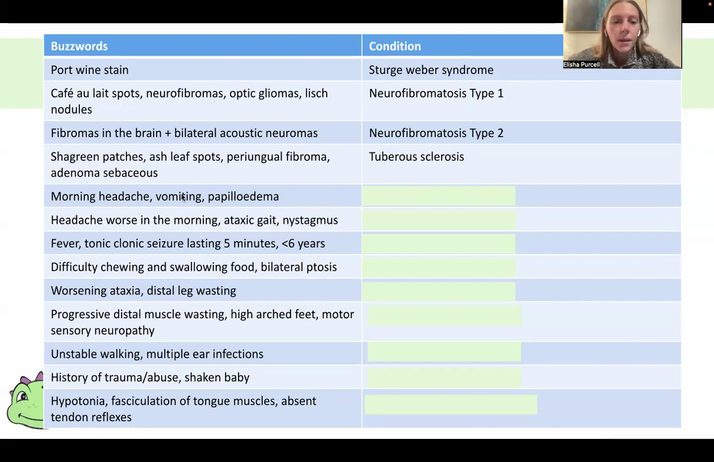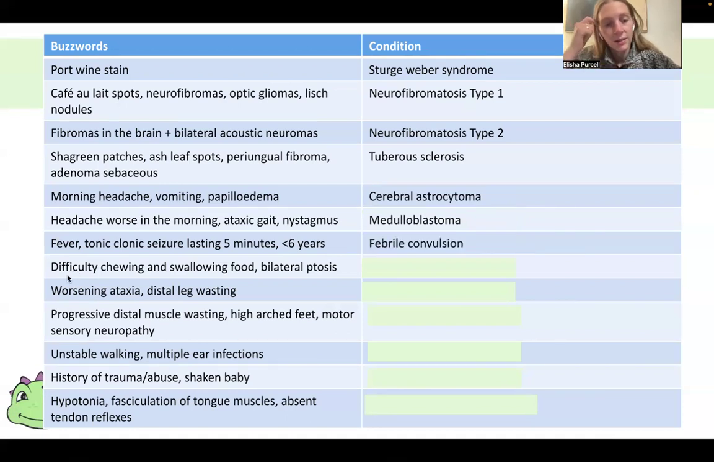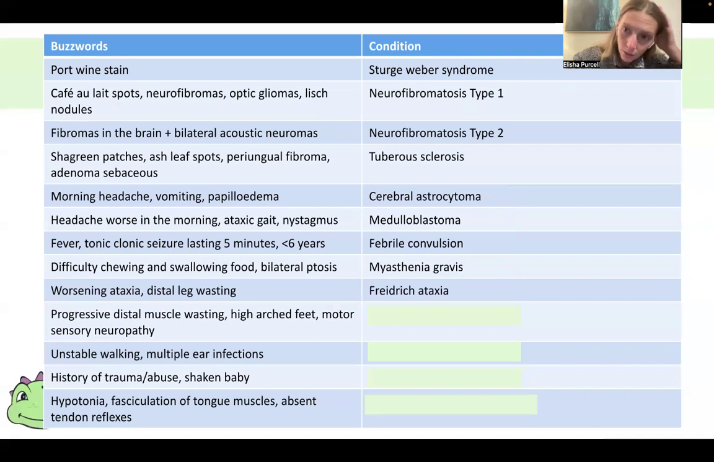So next one, morning headache, vomiting, papilledema is cerebral astrocytoma. Headache worse in the morning, ataxic gait, and nystagmus: medulloblastoma. Fever, tonic-clonic seizure lasting 5 minutes and they're less than 6: febrile convulsion. Difficulty chewing and swallowing food, bilateral ptosis: myasthenia gravis. Worsening ataxia, distal leg wasting: Friedreich ataxia.